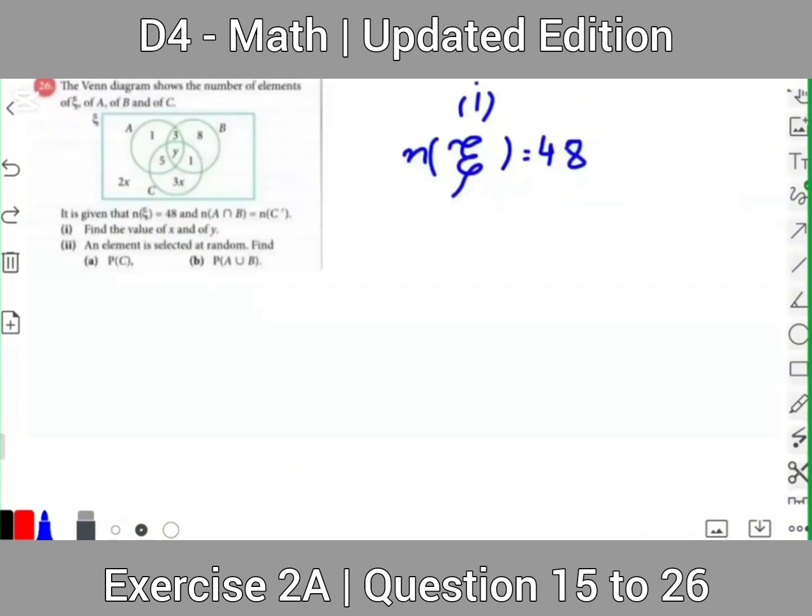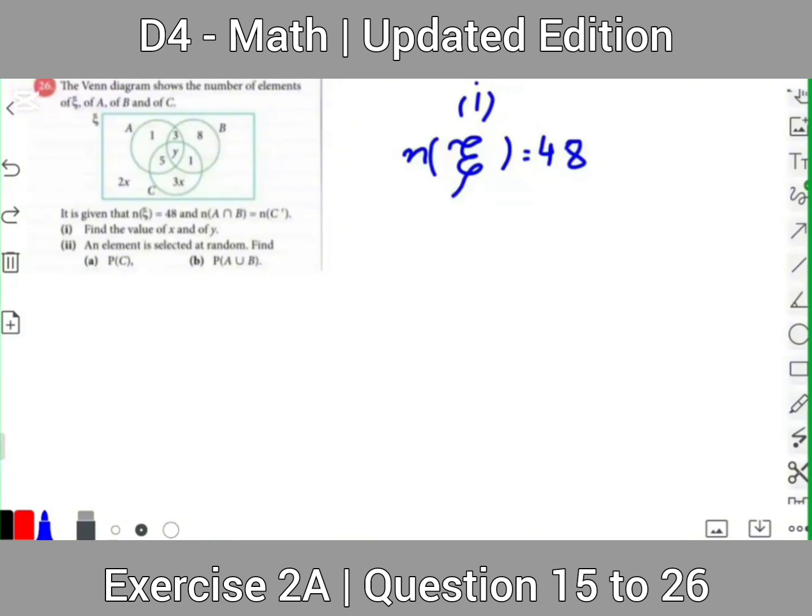Now in question 26, the Venn diagram shows the number of elements of ξ, of A, of B, and of C. It is given that the number of elements in the set ξ is equal to 48, and the number of elements in the set A intersection B is equal to the number of elements in C complement. So in part 1, find the value of x and of y.